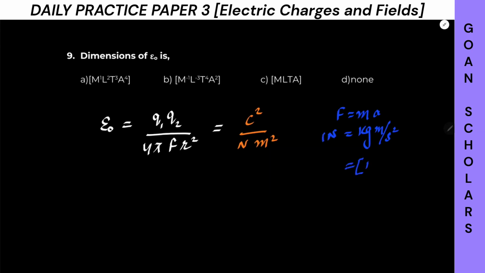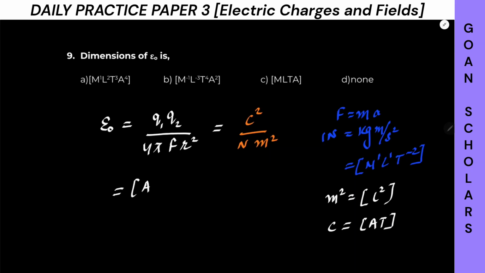So what are the dimensions of that? Kg is mass, M1, length L1 and T minus 2. That's the dimensions of force. And meter square is simply length square. And the dimensions of Coulomb. Coulomb is charge. Charge is current into time. We have to put it in terms of current. A into T. So let's substitute here.